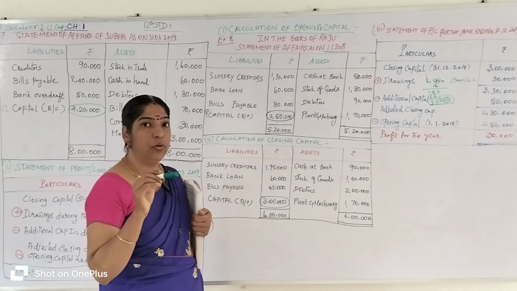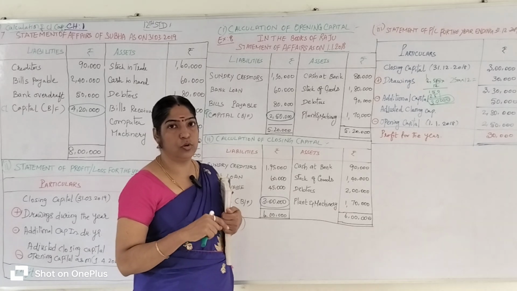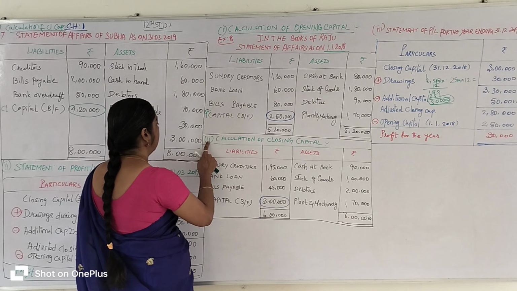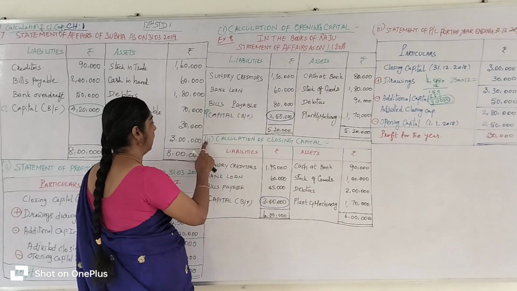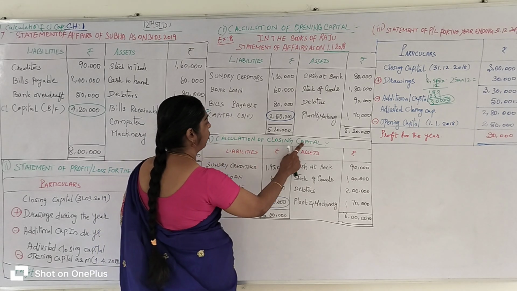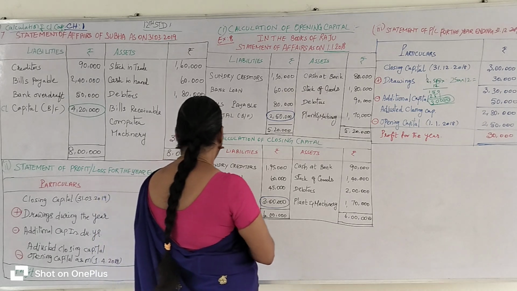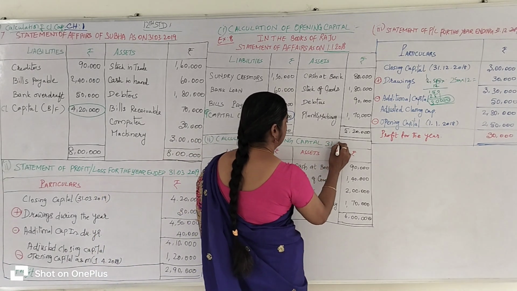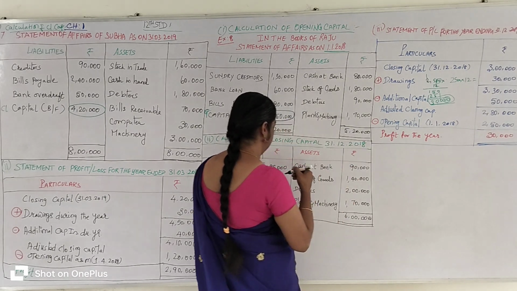Then what do we have to do? We are going to find out the closing capital value. So what heading are we going to write? The heading is the second point. We are going to find out the second calculation. Calculation of the closing capital. The accounting period is 31/12/2018. Okay.